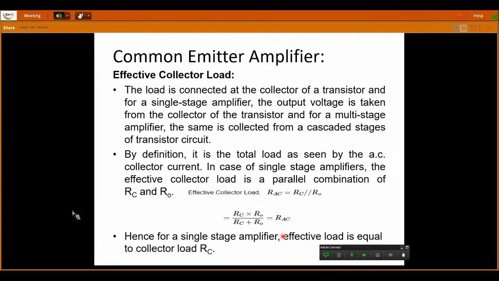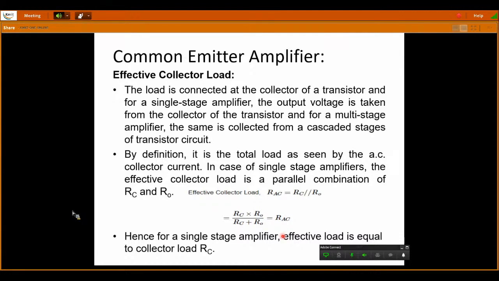RC is the resistance which is connected from VCC to the collector terminal, but every transistor will have an output resistance, and that output resistance depends on the output voltage and output current. Now if I want to find the effective load on the collector output terminal, then I have to take the parallel combination of your resistor RC as well as the output resistance of the amplifier. So it is a parallel combination of RC and R naught.